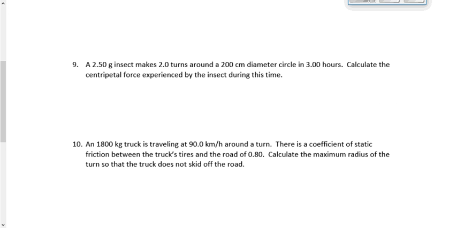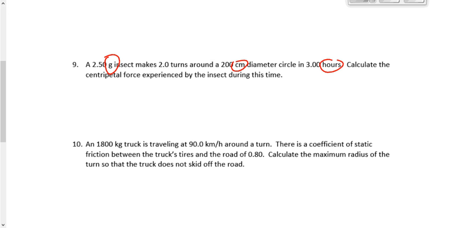And finally, let's take a look at number 9 here. It says a 2.5 gram insect. Grams. We don't want grams. Makes 2 turns around a 200 centimeter diameter circle in 3 hours. We don't want centimeters. We don't want hours either. What's the force experienced by the insect during this time?